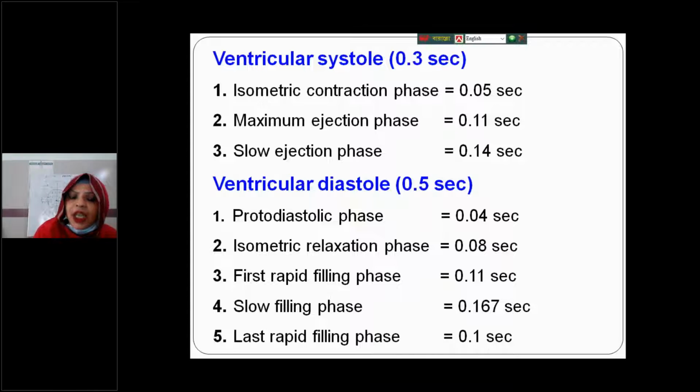Again, I am repeating: protodiastolic phase, isometric or isovolumic relaxation phase, number 3, first rapid filling phase, number 4, slow filling phase, and number 5, last rapid filling phase. So these are the phases of ventricular systole and ventricular diastole. Now, one by one, I will discuss with you.